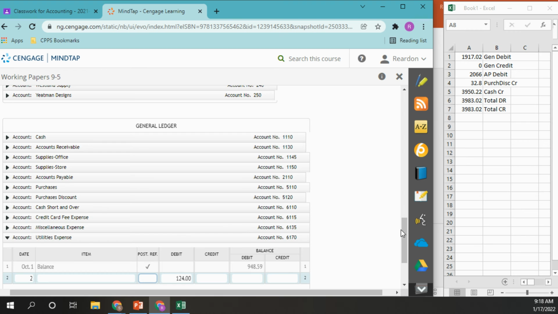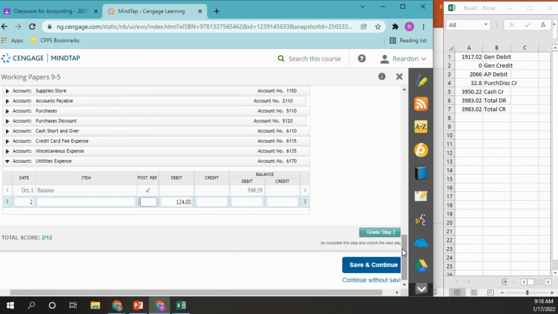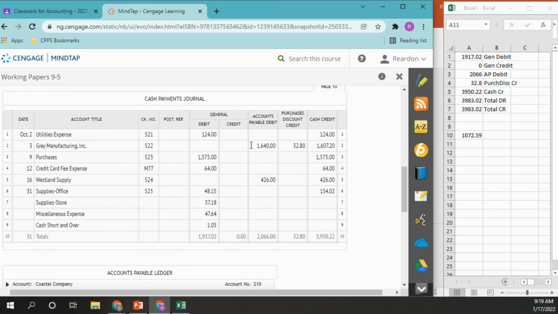124. This is cash. I should put the journal in. Cash payments number 10, right? 124. I'm going to do some adding over here. I got 948.59 plus 124. New balance of 1072.59. And that is account 6170. All right. Now, next line.